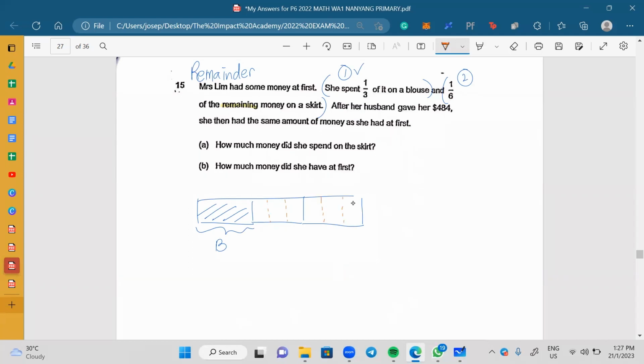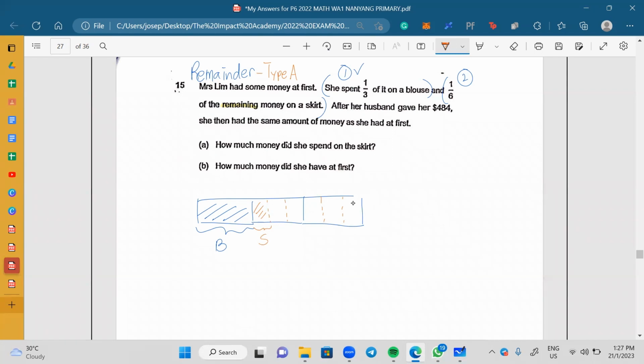So when you get this, this means that this is a type A. Why is that so? Every time you can split the remaining into equal parts, it is a type A. Am I making sense here, students? So you want to shade this and then call this skirt. Make sense so far? Okay, done? All right, then after that, you go on to sentence number 3.